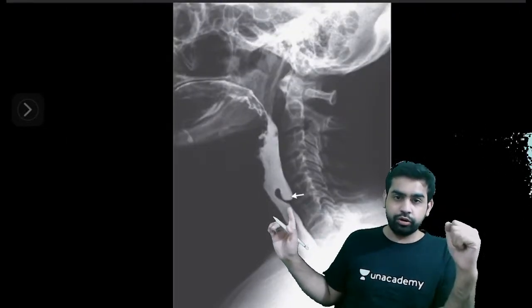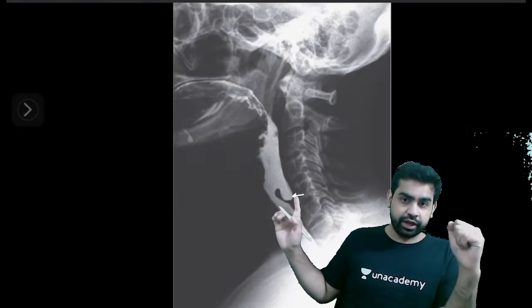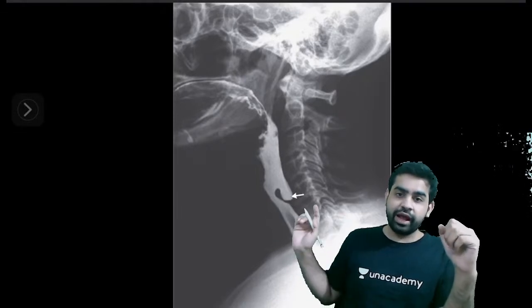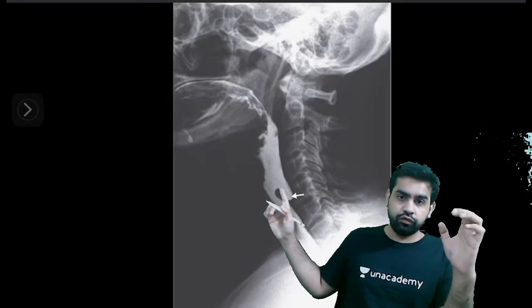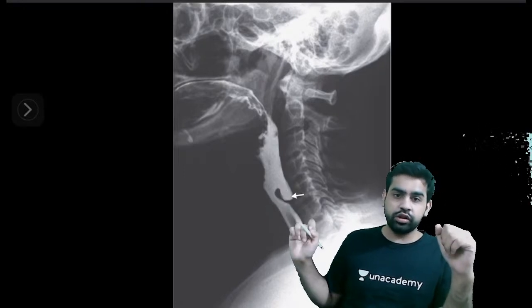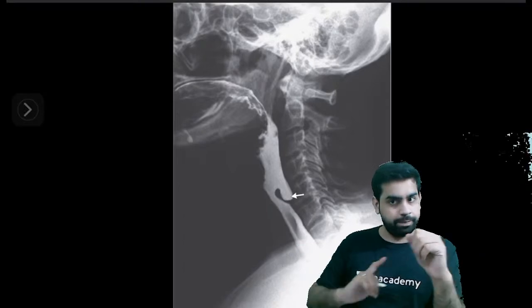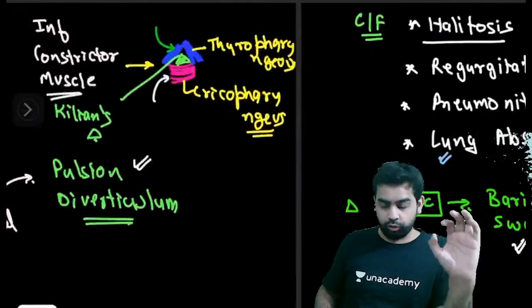Now this is how your barium swallow will look. I hope you're able to appreciate this is your diverticulum. This is a lateral film of the neck, and this is the diverticulum outpouching from the esophagus, and this is what is referred to as your Zenker's diverticulum. I hope you got this very important point.